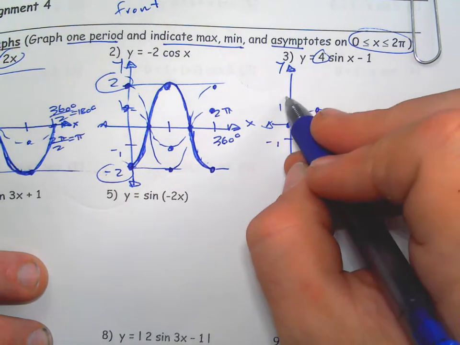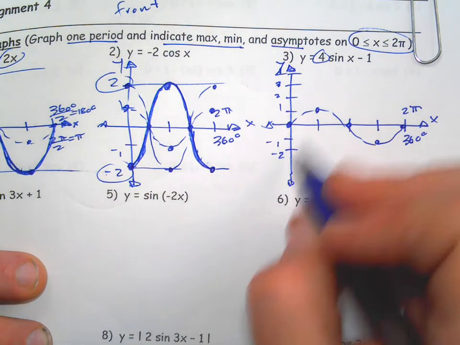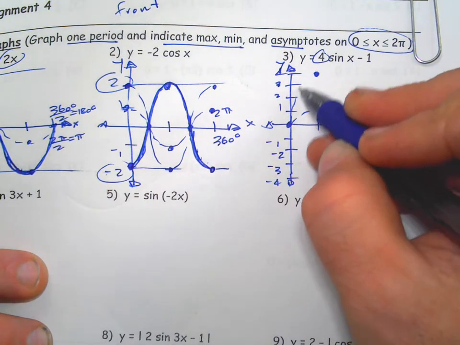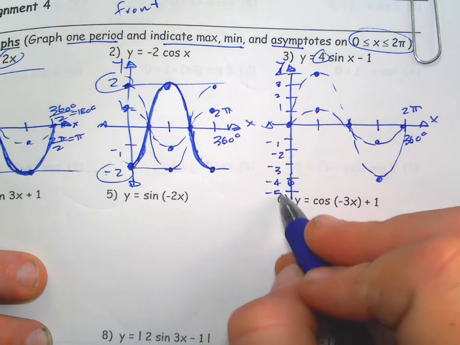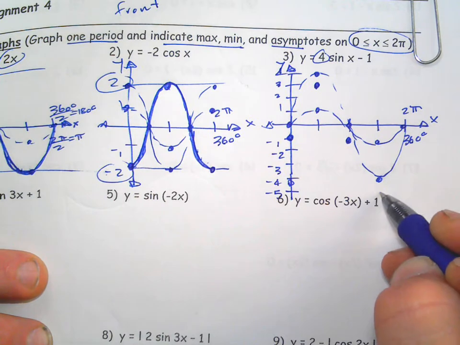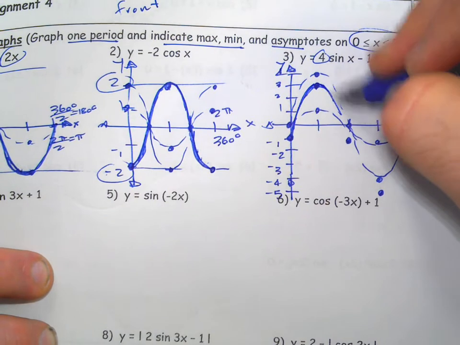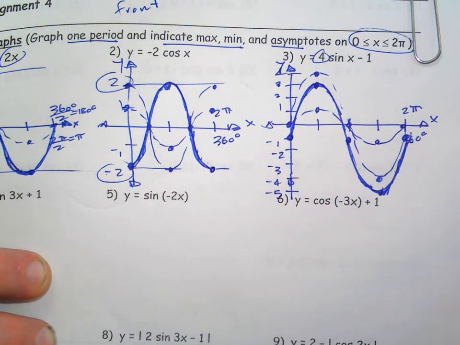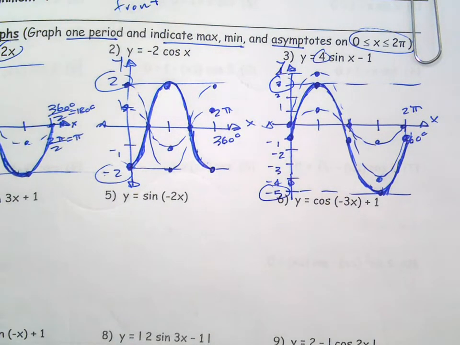The 4 is the next thing you should do. Order of operations, if you do the minus 1 first, it's not going to work very well. So, 4 multiplies everything by 4. The 0 stays 0. That's the next one. The minus 1 moves everything down 1 unit, so down to negative 5. So, this is going to go here. This is going to go down 1, down 1, down 1, down 1. And this is the new curve. Okay, and so there's the max at 3, the min is at negative 5. There you go, one period's worth.